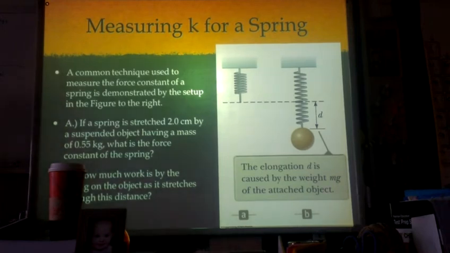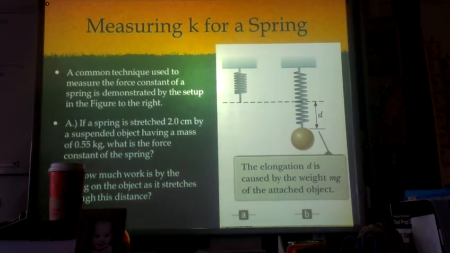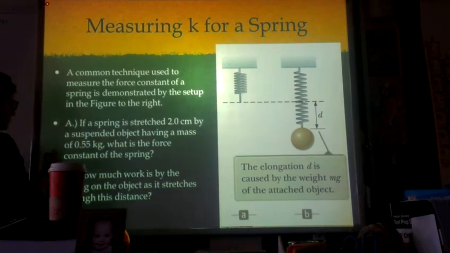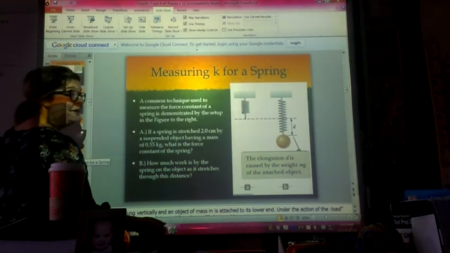If a spring is stretched 2 centimeters by a suspended object having a mass of 0.55 kilograms, what is the force constant of the spring? Let's go back to do a free body diagram, because Lillian loves them.